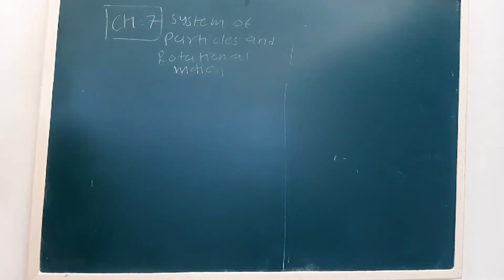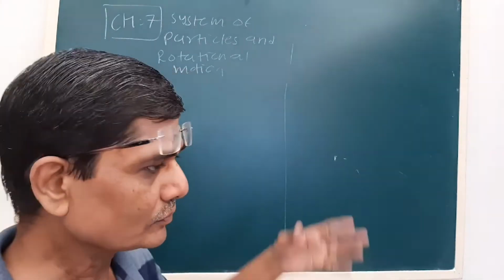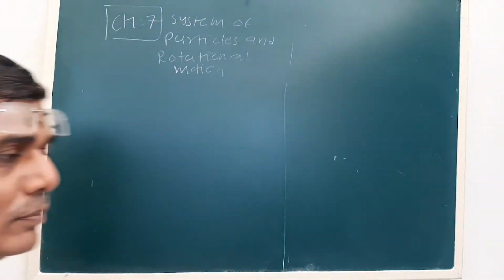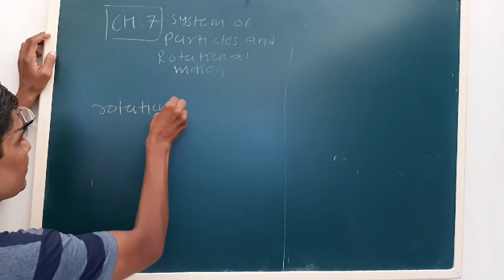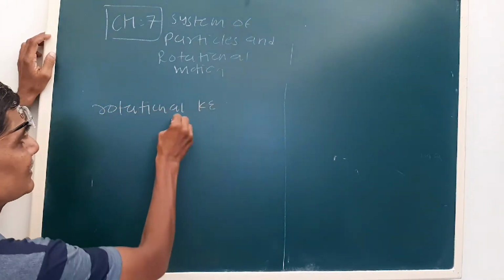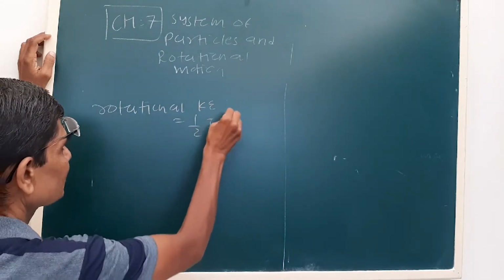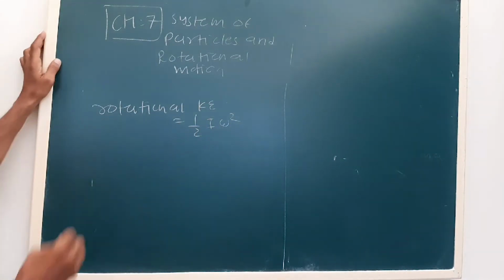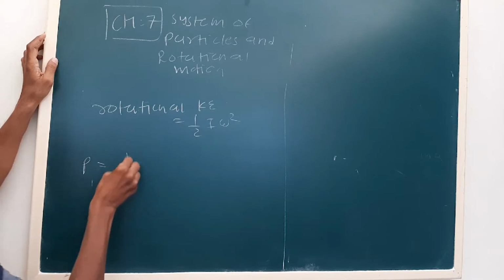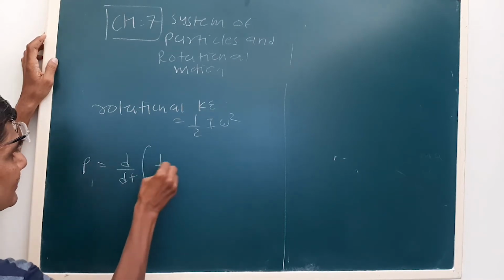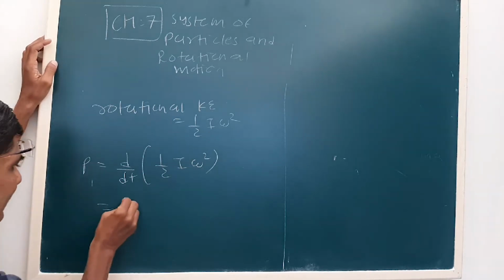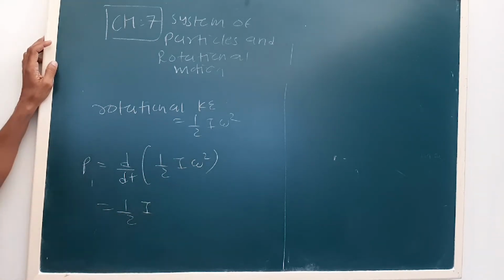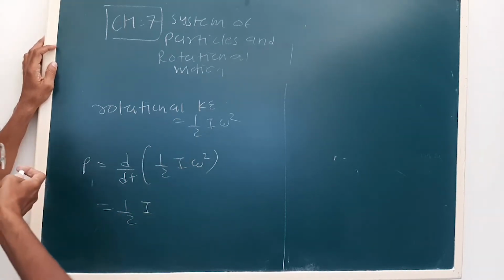Now see, work done here we consider in terms of the rotational kinetic energy. Now what is the formula of it? It is 1 by 2 I omega square. Okay, so here power we can write as the rate of change of rotational kinetic energy. Now see, if I take the derivative of 1 by 2 I omega square, again we have to take the help of the chain rule.